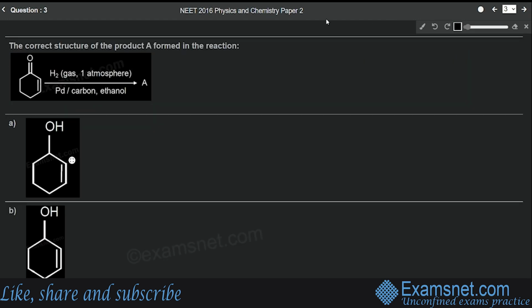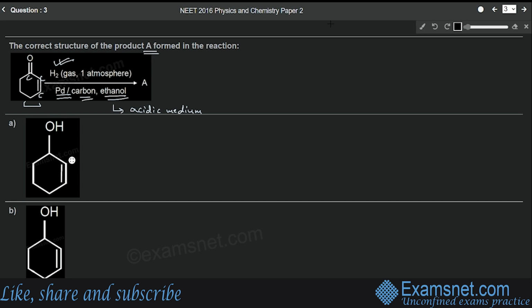Question number 3 is from the chapter hydrocarbons, and the question is the correct structure of the product A formed in the reaction. In the reactant given here there are two double bonds, one carbon-carbon double bond and one carbon-oxygen double bond, right? And hydrogenation is being done in acidic medium. Since ethanol is given, that means the medium is acidic. And the hydrogenation is done with the help of palladium and carbon.